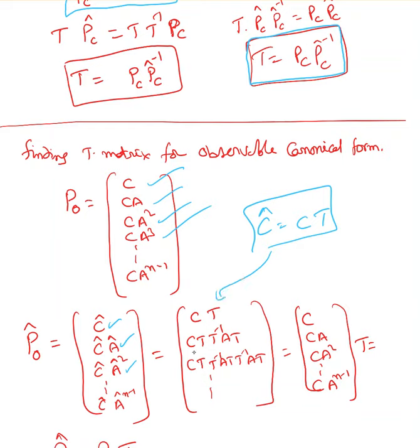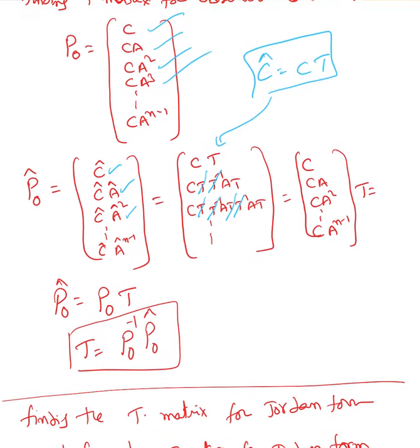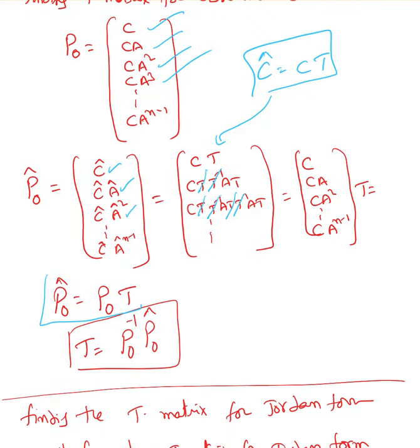So CT, CT, T inverse A T. So T and T inverse get cancelled. We will end up with T times C, CA, CA square, etc. So I can see P naught hat equal to P naught times T.